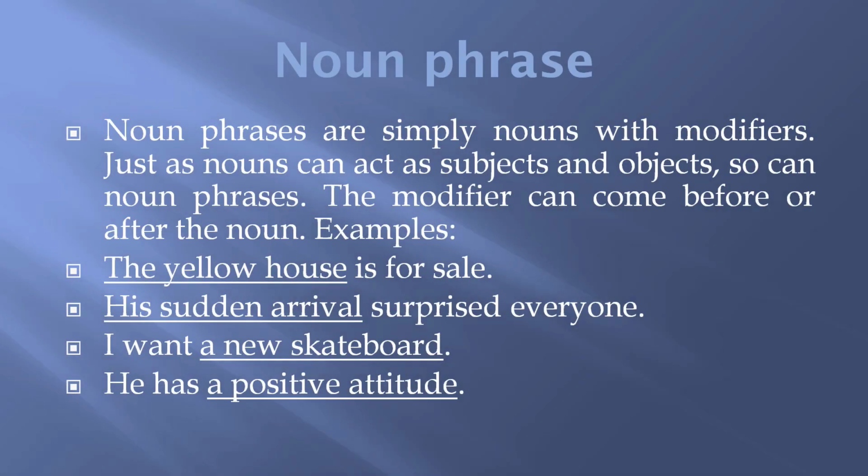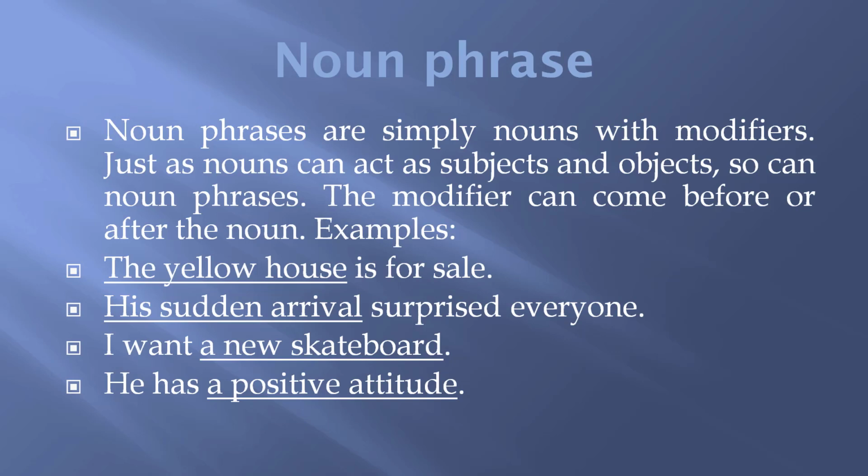First of all, we have noun phrase. We all know that noun is a naming word. It can name a person, place, thing, or an idea. Same is the case with noun phrase. It acts as a noun in a sentence. Noun phrases are simply nouns with modifiers. Just as nouns can act as subject and object, so can noun phrases. The modifier can come before or after the noun.